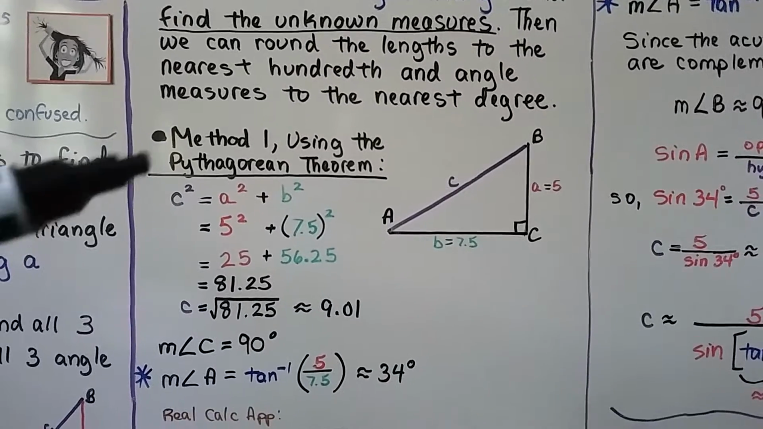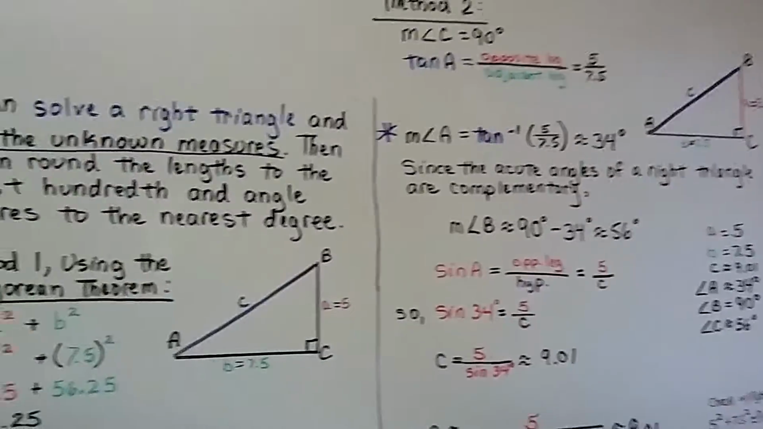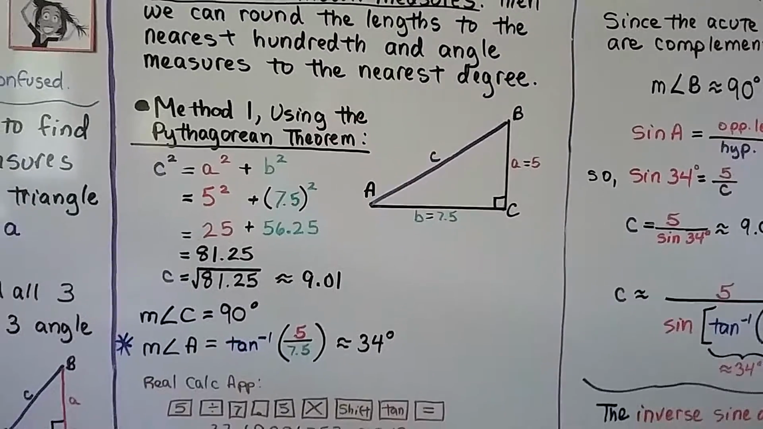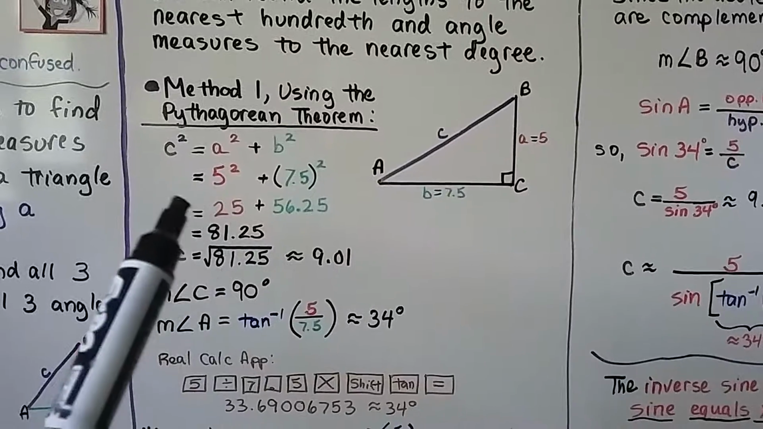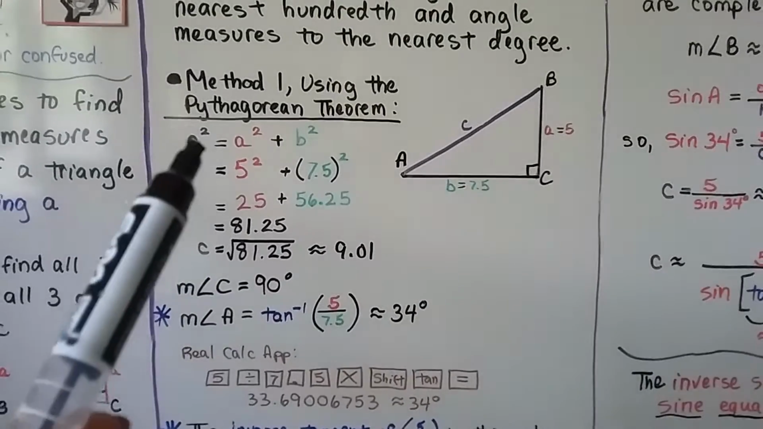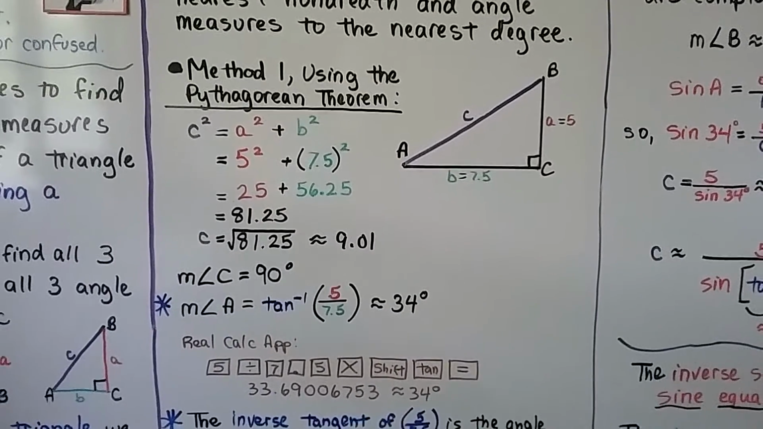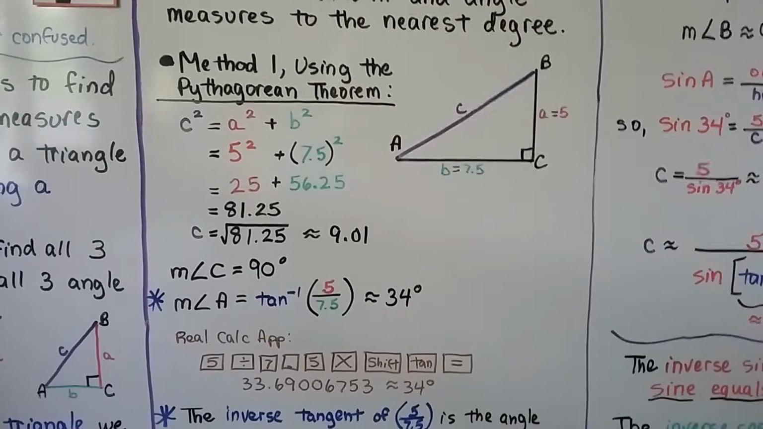We're going to use two methods. This one we're going to use the Pythagorean theorem, and this one we're not, okay? So knowing that a squared plus b squared is equal to c squared, and we have a as a 5 and b as a 7.5, we do the math and we get 81.25. We can get rid of this little 2 exponent around the c by putting a radical sign around the 81.25, and we find that it's approximately 9.01.